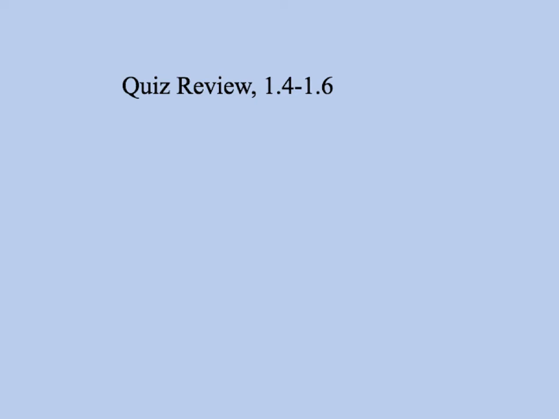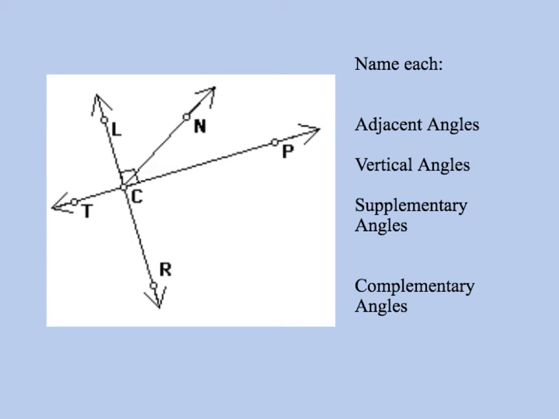Okay, these are the main concepts that you need to know for this quiz. Sections 1-4 to 1-6. Be able to name angles. So if I want to name adjacent angles, they're angles that share the same vertex and a common side.